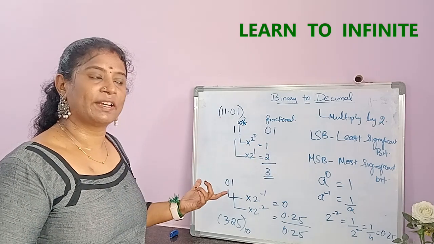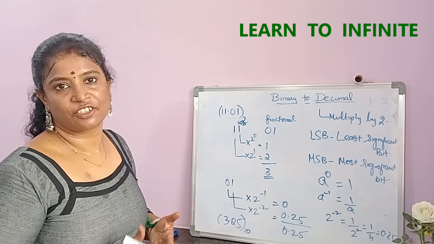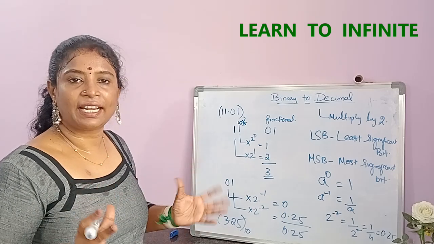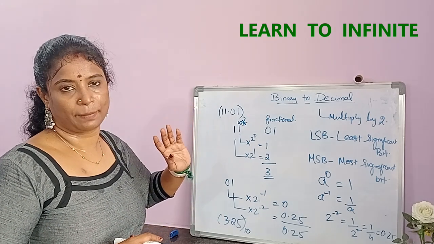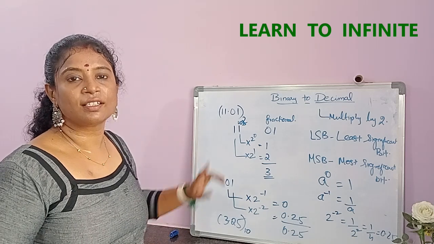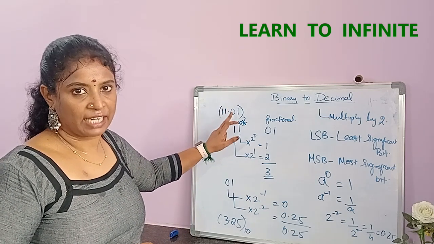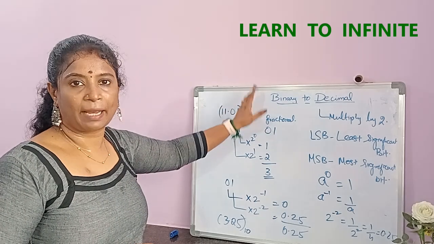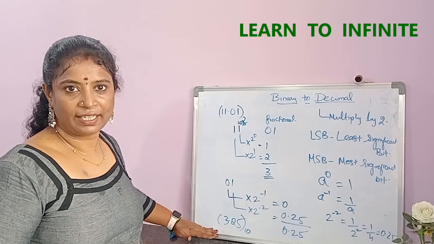Some questions will ask only the whole part, some only the fractional part. So to make it clear, I have given an example which involves both the whole part as well as the fractional part. What you have to make note of is, for the whole part you have to start from the LSB, and for the fractional part you have to start from the MSB. Since you are converting binary to decimal, you multiply by the base, which for binary is 2, right?